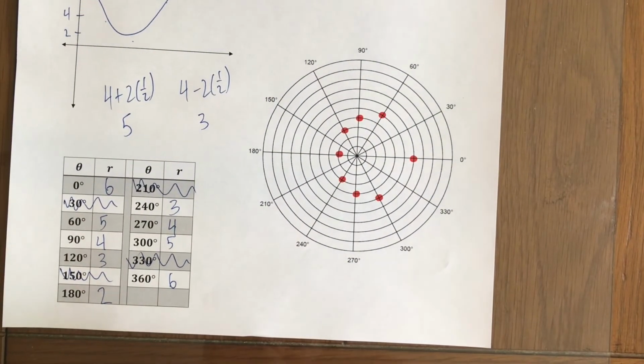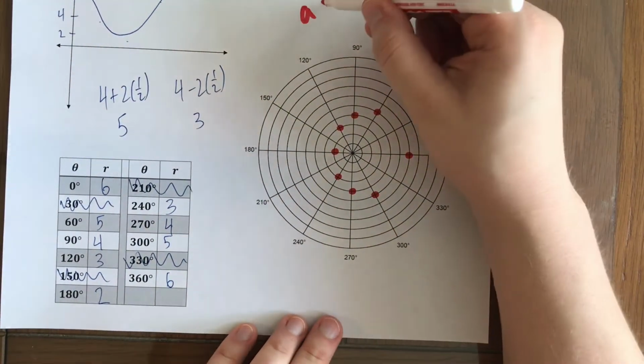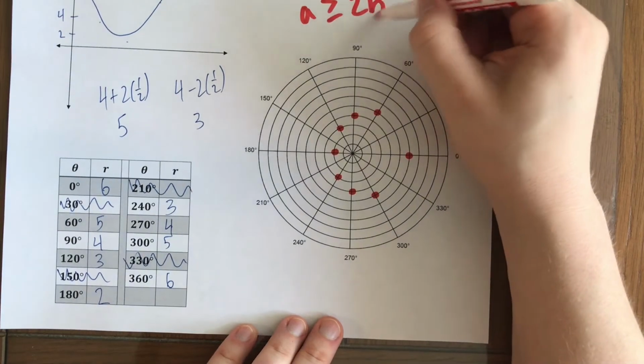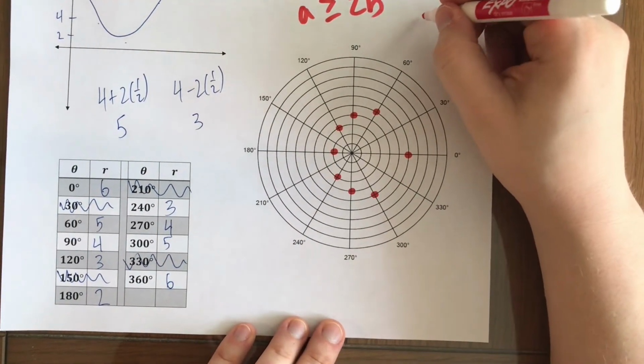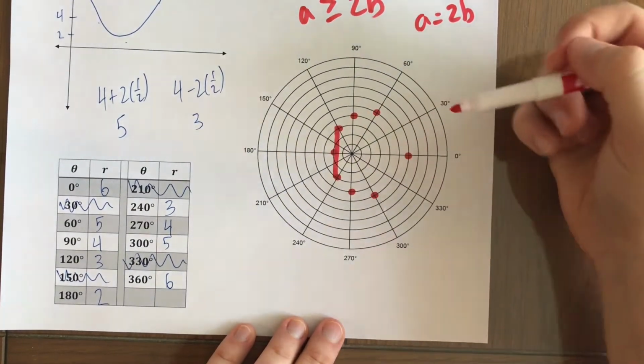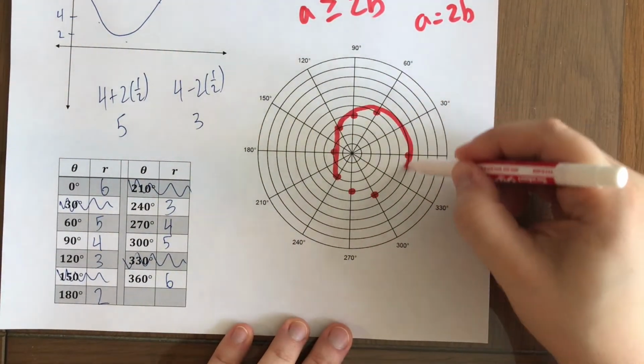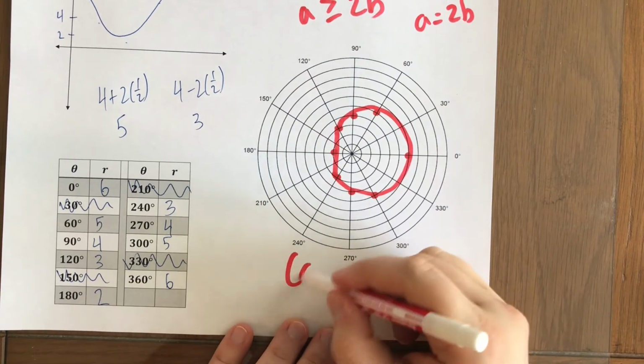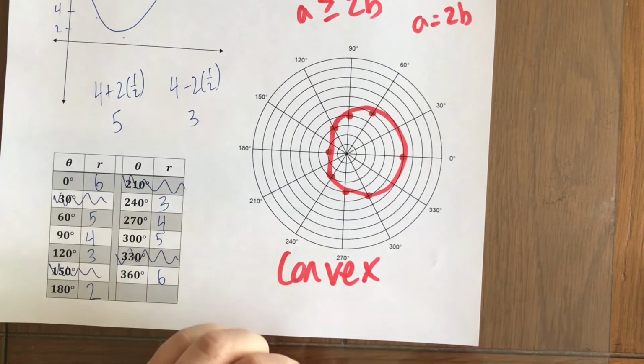So this one is tricky, and this happens whenever A is greater than or equal to 2 times B. But for us, it's basically whenever A equals 2B. We get this kind of flat surface right here, and then it rounds itself all the way around. Its official name is called Convex Limaçon.